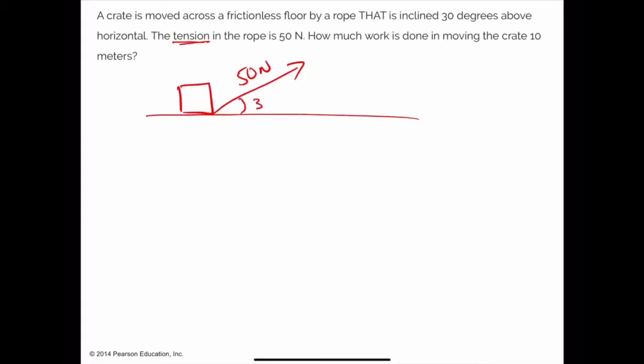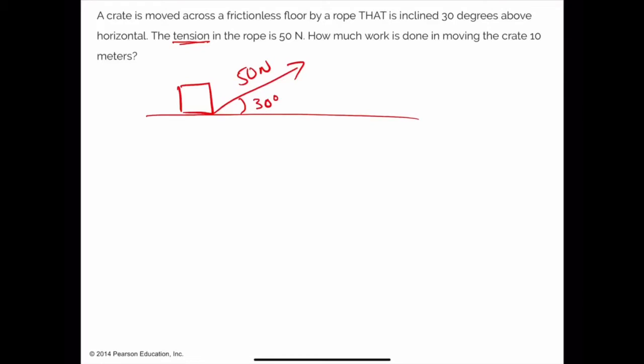Next, we have a crate moving across a frictionless floor being pulled by a rope that is inclined at 30 degrees. The tension on the rope is 50 newtons. How much work is done in moving the crate 10 meters? Pause the video for just a moment and see if you can come up with a solution. So, let's set up the situation here. We got a crate going along the floor being pulled with 50 newtons. Tension is just another form of force, so 50 newtons at an angle of 30 degrees.